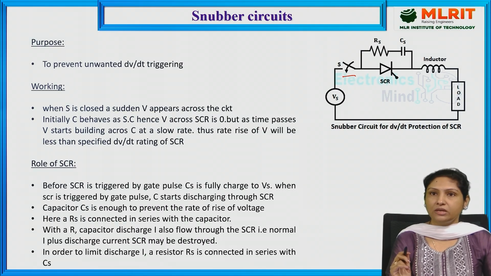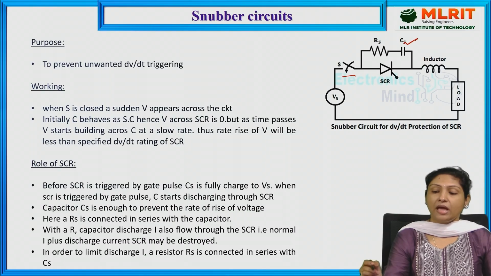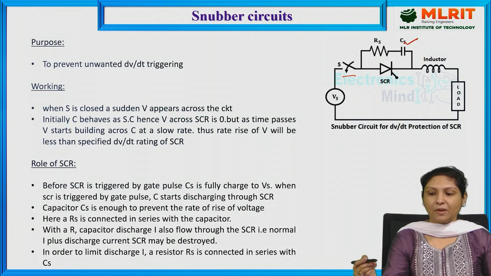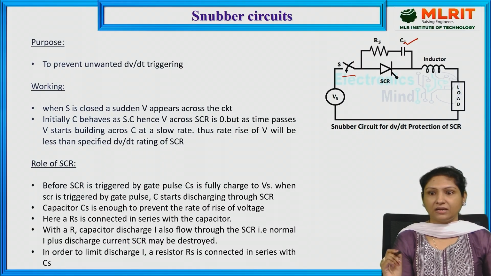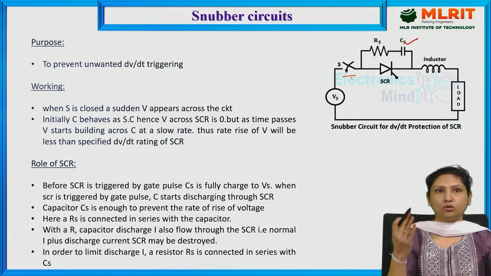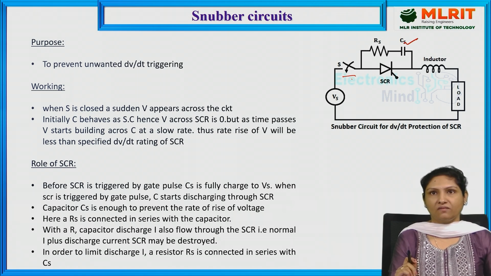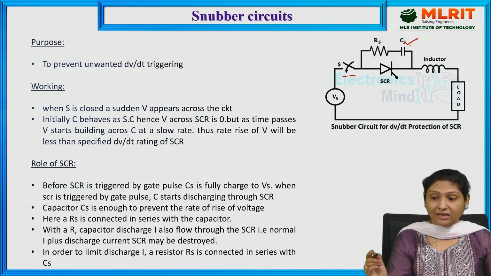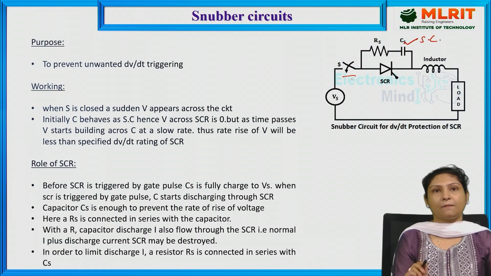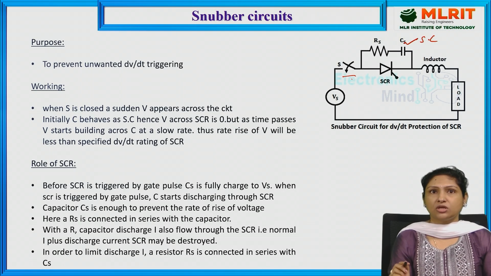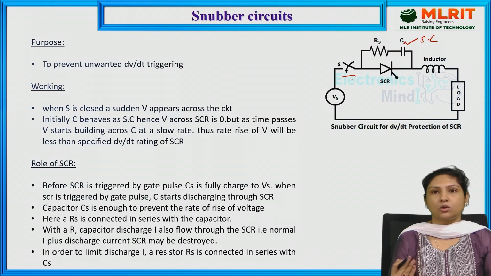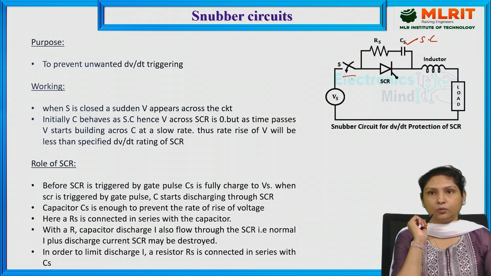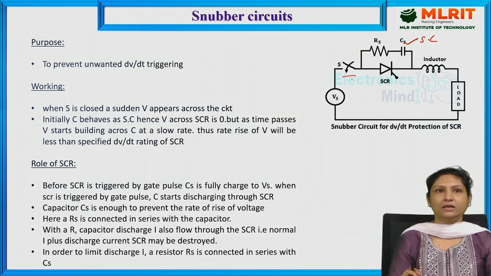That is the only reason we connect this capacitor across the SCR, so that the capacitor protects the SCR. When the switch is closed, a high amount of voltage appears across the device and the capacitor acts as a short circuit. So at that instant, the voltage across the capacitor will be 0. And as time passes, the voltage starts building across the capacitor at a slow rate, thereby protecting the SCR from high dV by dt.